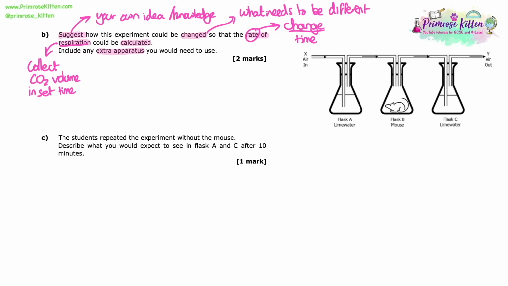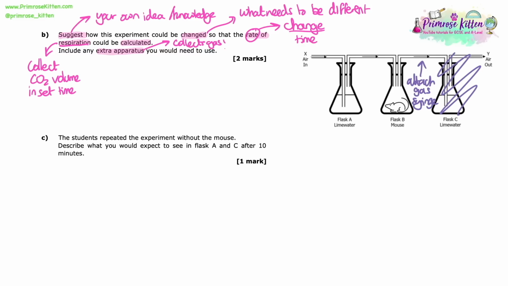So collecting the carbon dioxide, instead of just letting it go into flask C, collecting the volume of that in a set amount of time. So what piece of apparatus could you use to collect the gas and measure the volume of it? And then what else would we need to use to measure time? These are the bits of equipment it's leading you towards, trying to get you to say, because it should be knowledge about respiration practicals, how to calculate rate, what you need in order to calculate rate, and then what pieces of equipment you can use to do that.